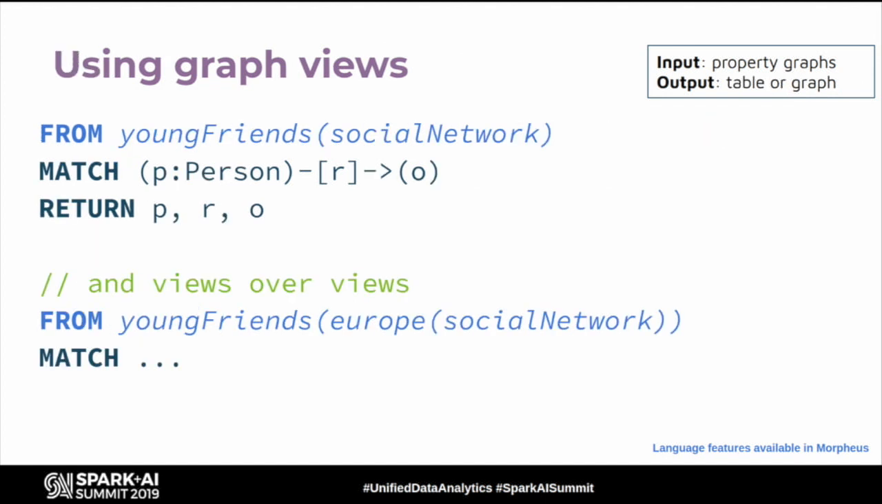And of course, you can use that view. For example, in the first part, we say from young friends social network, which is again a reference to a property graph. We compute those young friends, and then we do another match query on top of the result. And of course, you can also nest those views because they return graphs, which means they are composable. So for example, we first select all the European persons from a social network. That could be a different view. And then out of those, we select the young friends again.